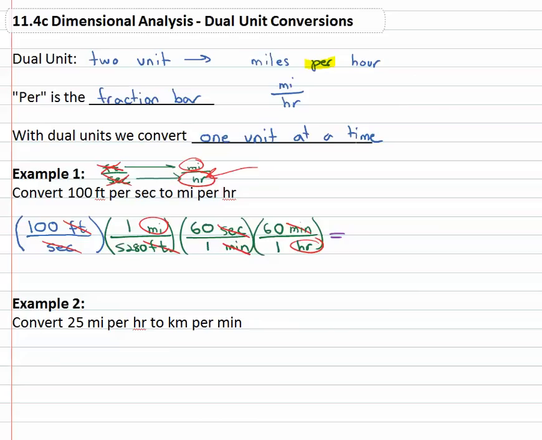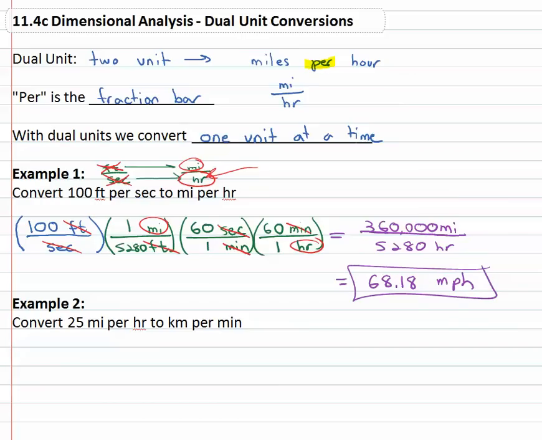We just have to chug this out on our calculator. In the numerator, 100 times 1 times 60 times 60 miles. We've got 360,000 miles over 5,280 times 1 times an hour is 5,280 hours. So when we divide by 5,280 hours, we see that we're actually traveling 68.18, after we round, miles per hour. 100 feet per second is 68.18 miles per hour.